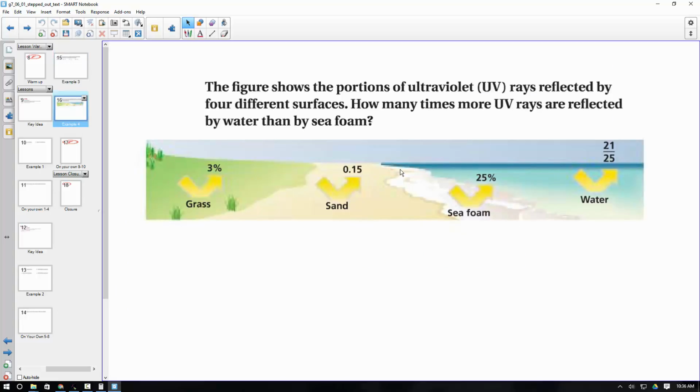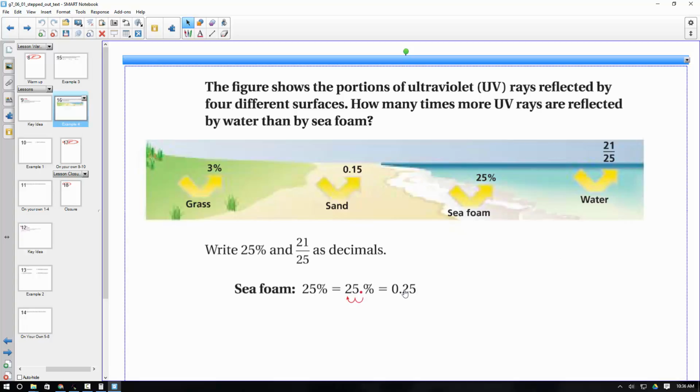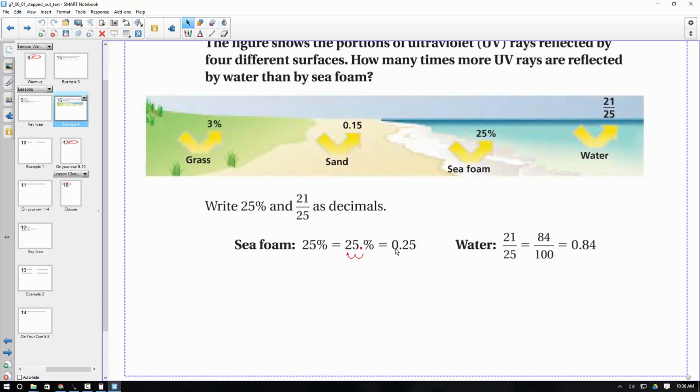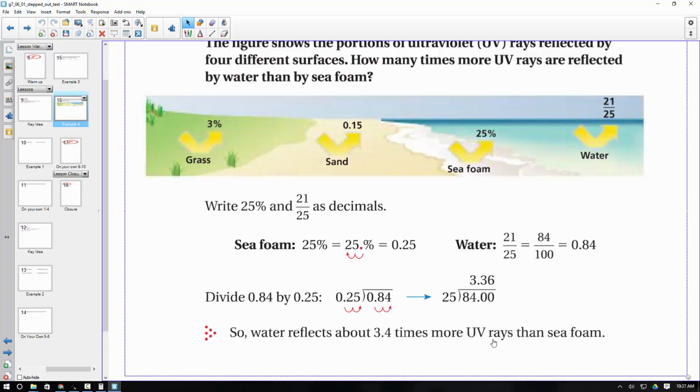And the last one we're going to do here says, how many more times is UV reflected by the water than the seafoam? Well, this is 21 over 25. This is 25%. So let's figure out what this is in terms of decimal. If I figure those out, I have 0.25 for this one. The water is 0.84. I basically want to see how many times this number goes into this number. And how do you do that? Well, you divide. So 25 goes into 84 about 3.36 times. So the water is about 3.4 times more reflective than the seafoam. And that's really the lesson.